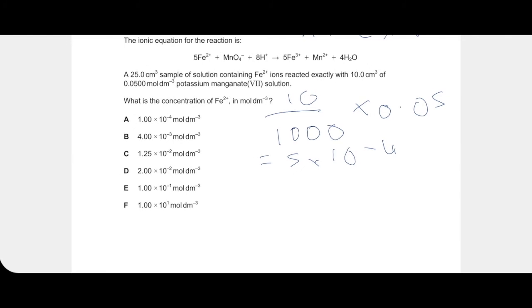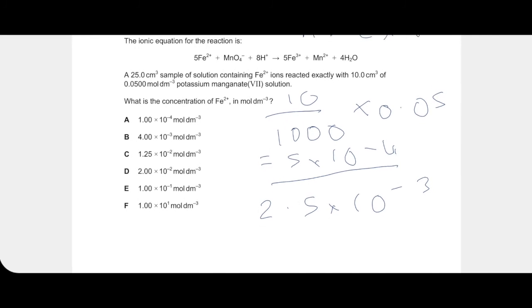Now look at the ratio between the manganate ions and the Fe2+ ions. For every one manganate ion, there are 5 Fe2+ ions. So we have to multiply this number by 5, which is equal to 2.5 times 10 to the minus 3. And that's the amount of moles of Fe2+ in the solution.